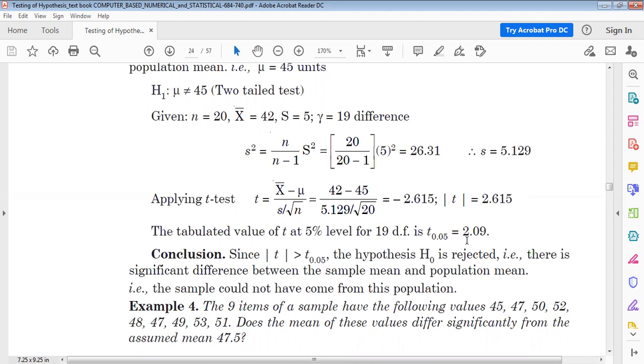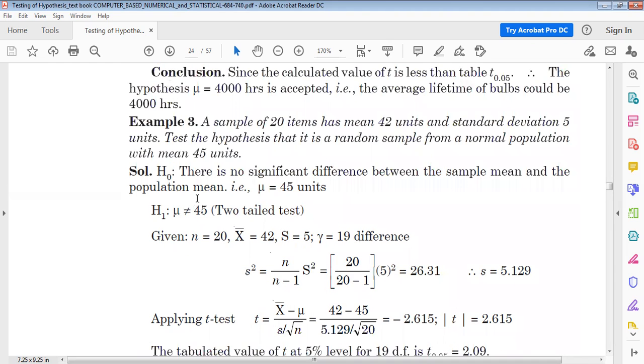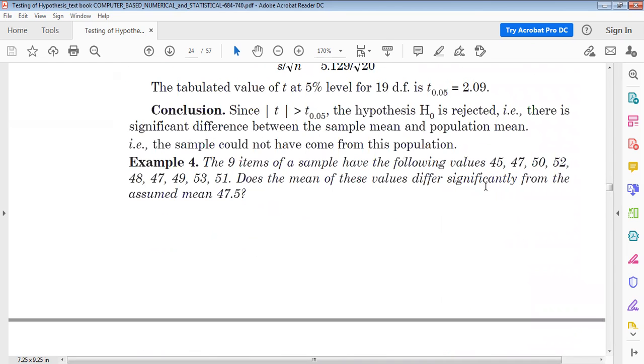Understand? So H naught will be rejected, which means the alternative hypothesis will be accepted. Remember it. If the null hypothesis is rejected, the alternative hypothesis is accepted. What was the alternative hypothesis? It was not equal to 45. That means we can write there is a significant difference between the sample mean and the population mean. Having a significant difference, we can conclude that the sample could not have come from this population.